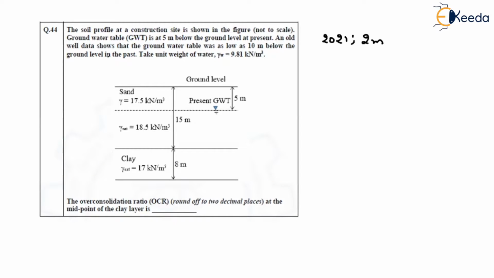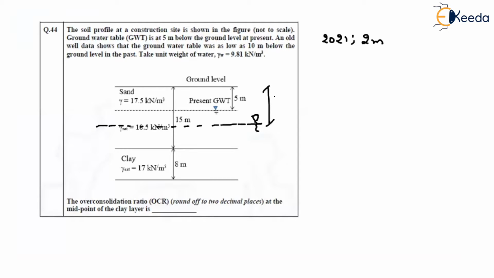So what is the given question here? The soil profile at a construction site is shown in the figure. This is not to scale. Groundwater table is 5 meters below the ground, and old data showed that the water table was 10 meters below the ground level. Let us assume that this is the old data. That means the water table was somewhere here.